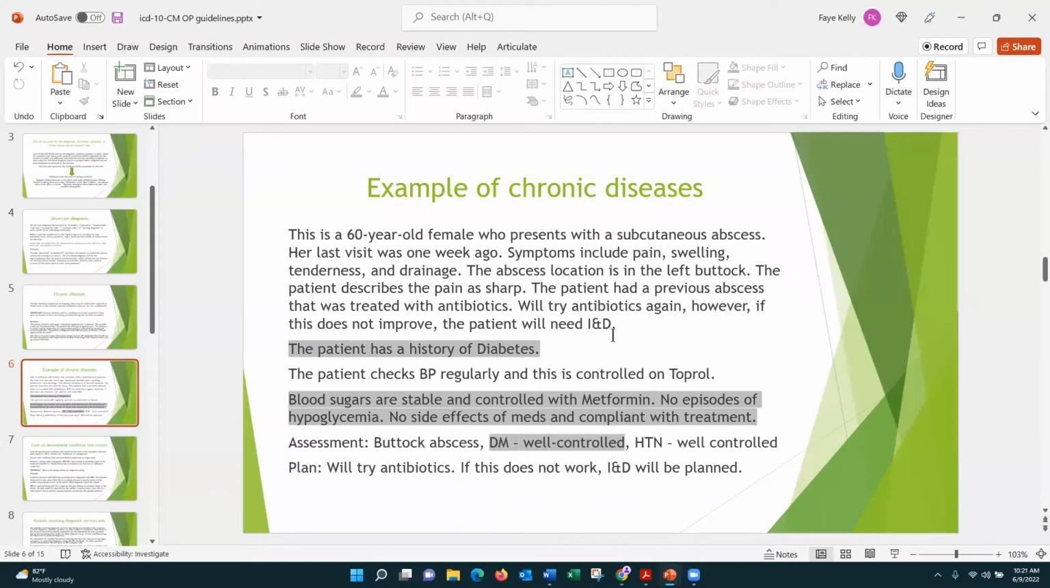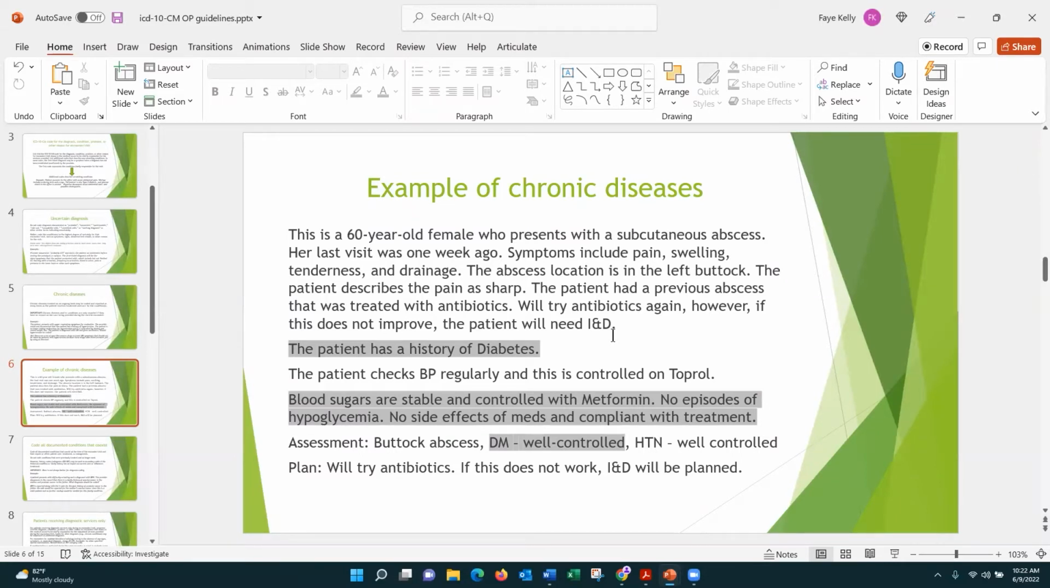I used another example here that I wanted us to look at. This is a 60-year-old female. She presents with a subcutaneous abscess. Her last visit was 1 week ago. Her symptoms include pain, swelling, tenderness, and drainage. The abscess is located in the left buttocks, and the patient's pain is described as sharp. She had a previous abscess that was treated with antibiotics. They will try those antibiotics again. However, if those antibiotics don't improve this abscess, the patient is going to need an I&D.